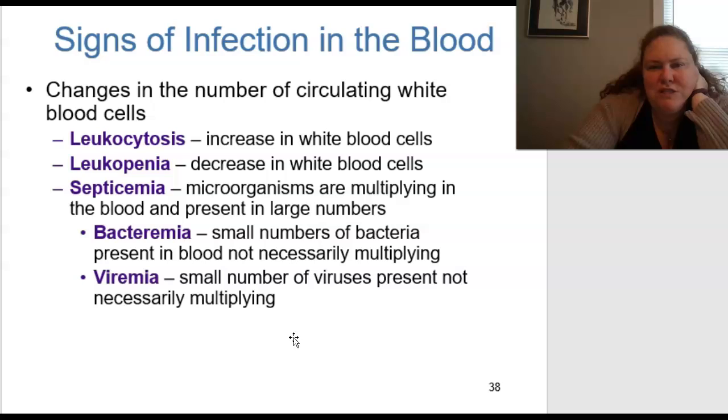What about signs of infection in the blood? Well, they're changing the number of circulating white cells, and we can have leukocytosis, and this is going to cause an increase in the white blood cells. We have leukopenia, and this is causing a decrease in white blood cells. You have septicemia, and this is where microorganisms are multiplying in the blood, and they are present in very large amounts. Then you have bacteremia, and this is small numbers of bacteria that are present in the blood, and it's not necessarily multiplying, but they are there.